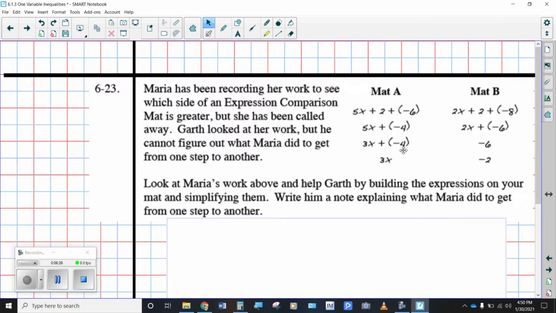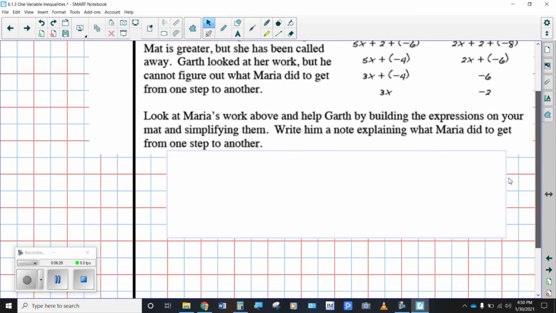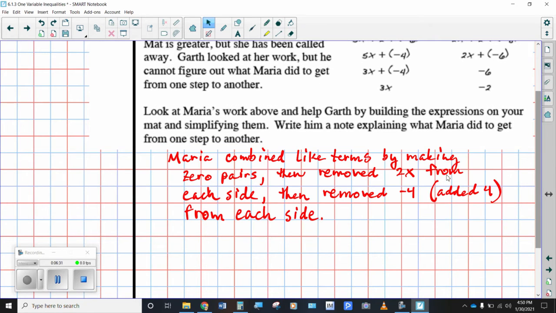So to get to this point, you would put into words what I just did there. She combined like terms by making 0 pairs. Then she removed 2 x's from each side, removing the balanced sets. Then she removed 4 negatives from each side to get to this point, 3x and -2.